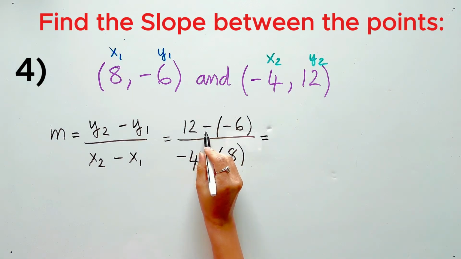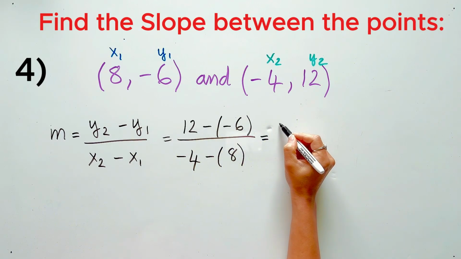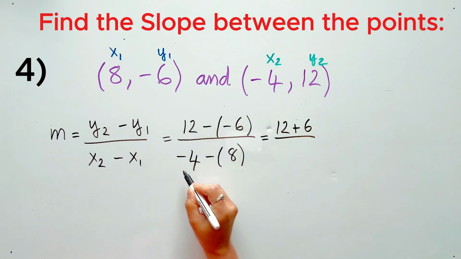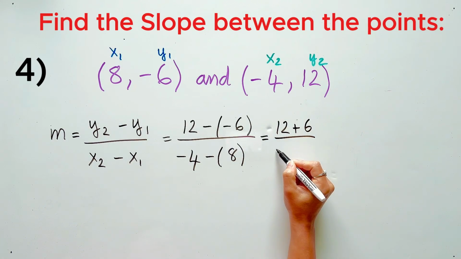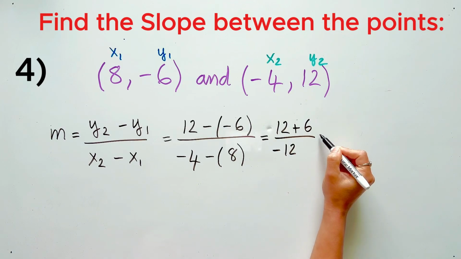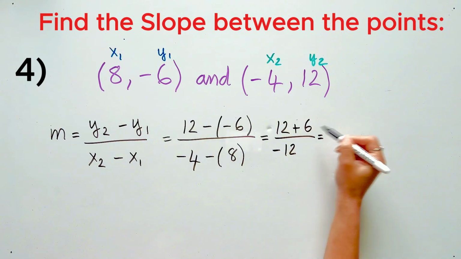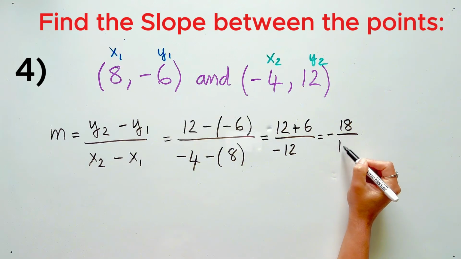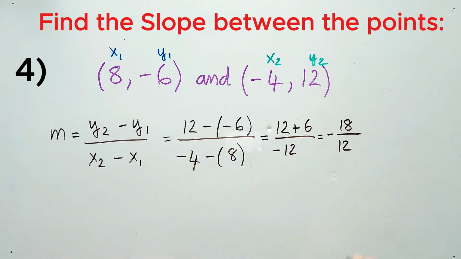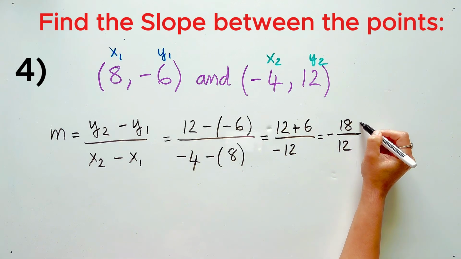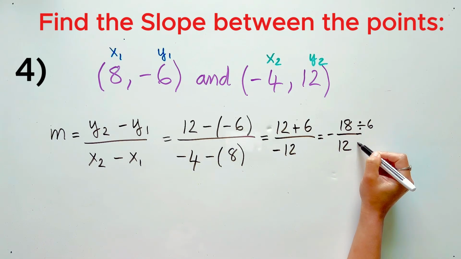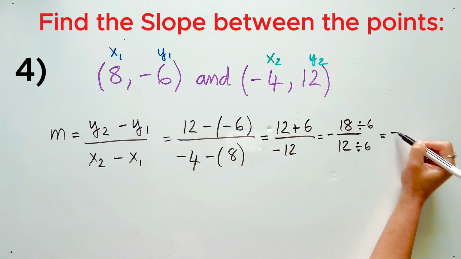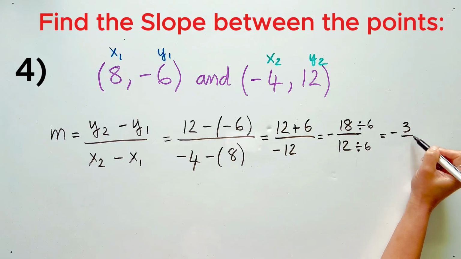Equals negative and negative is positive, so 12 plus 6 over negative 4 minus 8 is minus 12. 12 plus 6 is 18, so 18 over 12. And we want to simplify this one by dividing by 6. So the answer is negative 3 over 2.